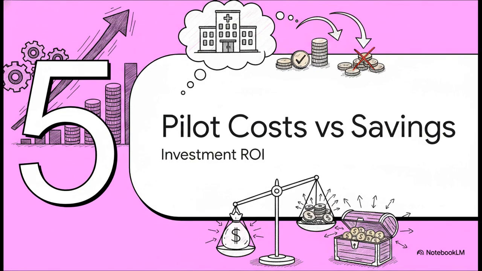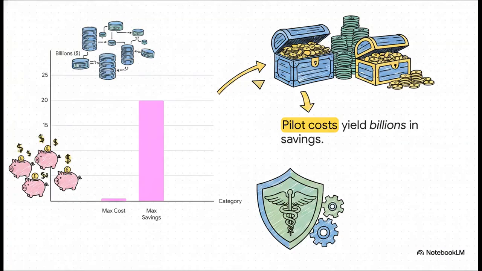Let's look at Section 5, Pilot Costs versus Savings. As systems engineers, we deal in ROI and investment justification. Transformation takes resources, so let's break down the financial logic of shifting to this proactive architecture. Upgrading our data infrastructure and standing up a national claims analytics center could cost somewhere between $200 and $500 million annually in pilot program costs.